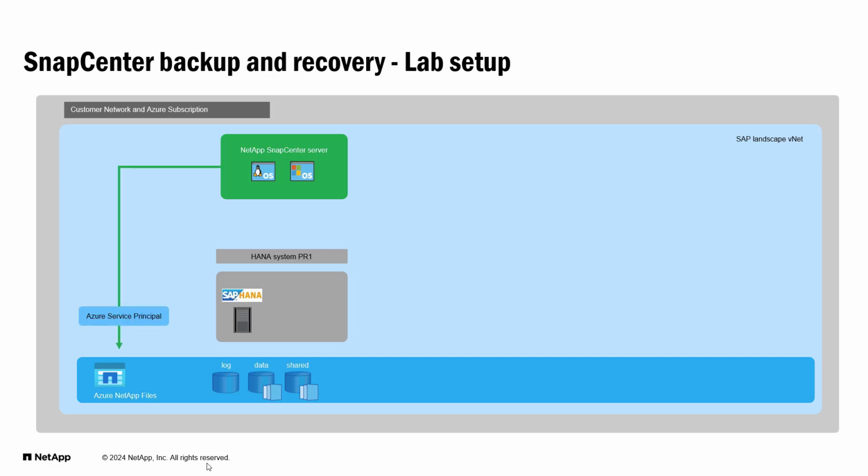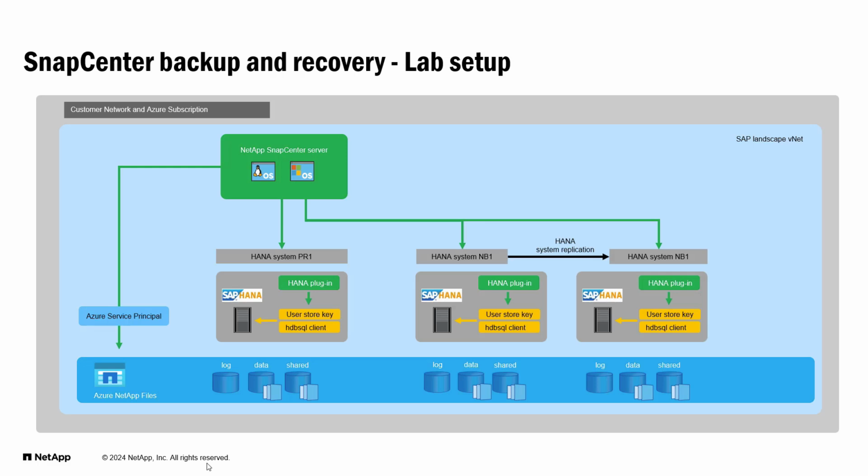An Azure service principal needs to be prepared, which allows SnapCenter to execute snapshot backup, restore and cloning operations on the ANF volumes. The HANA plugin provides the HANA database specific logic and must be deployed on each HANA host. The HANA plugin communicates with the HANA database using the HANA HTTP SQL client and a user store key. In addition to the HANA system PR1, we also have set up a HANA system NB1 with enabled HANA system replication.